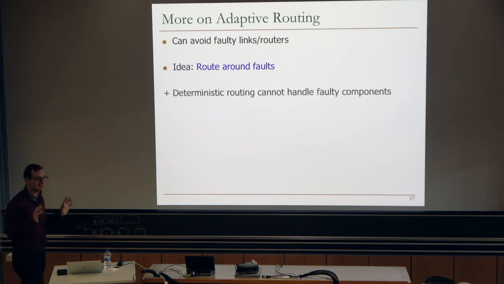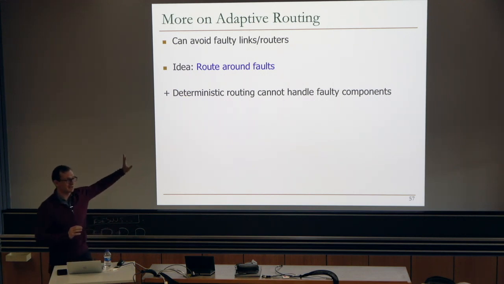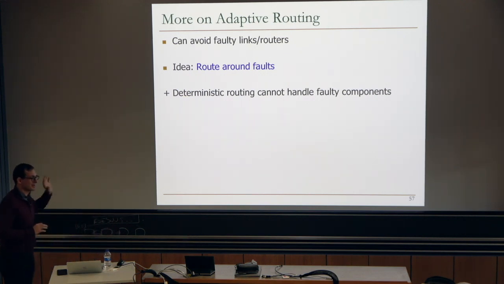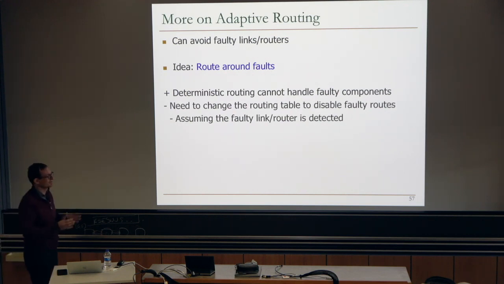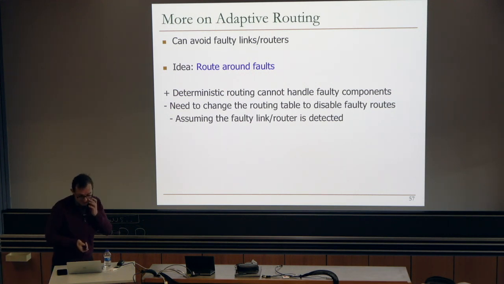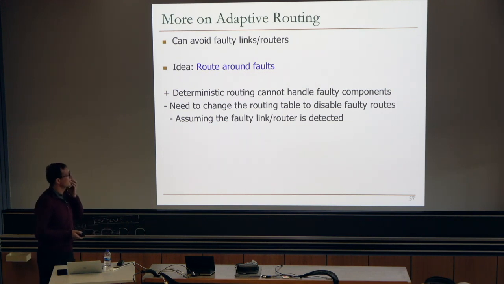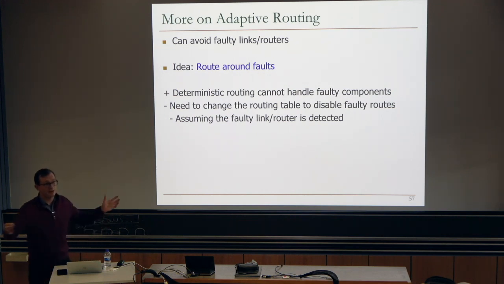It turns out this is easier said than done. If you want to do it, it causes a lot of issues. And I'll show you a couple of papers that talk about it, but I'm not going to go into detail. Basically, deterministic routing cannot handle faulty components. Oblivious routing is oblivious to it, actually, so you need to be adaptive. But the downside is now you need to change the routing table to disable faulty nodes, assuming the faulty link and router is detected. So there needs to be some assumption over here. Again, I'm not going to go into this, but it turns out you still need to guarantee deadlock freedom in this case, and you need to fix your tables. And if you have a lot of faults, you may actually now form islands, right?